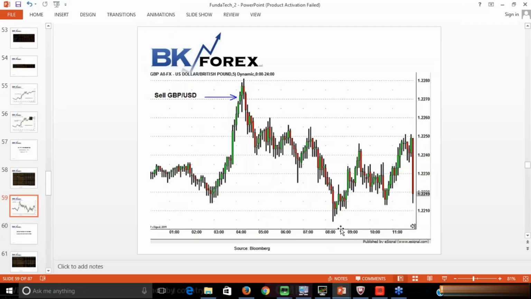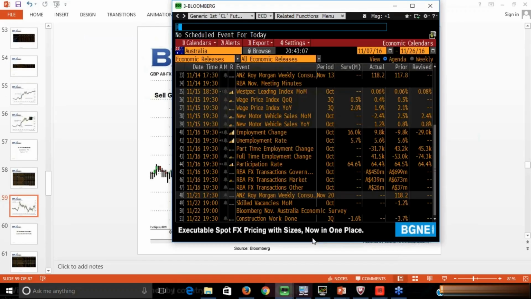Another one, UK retail sales. The CBIs are really valuable. It came out recently. I want to review it with you.